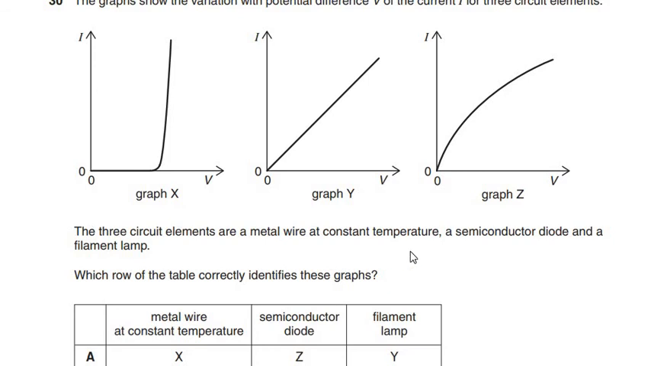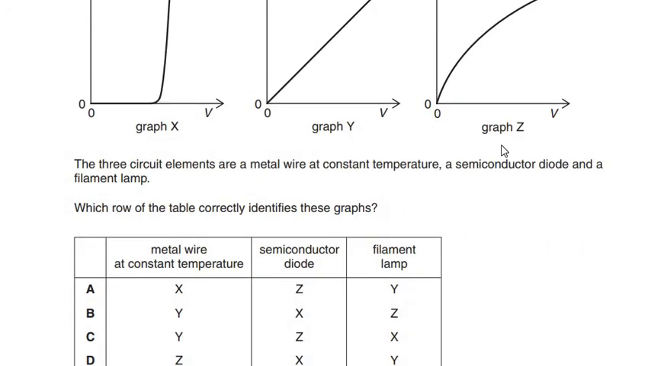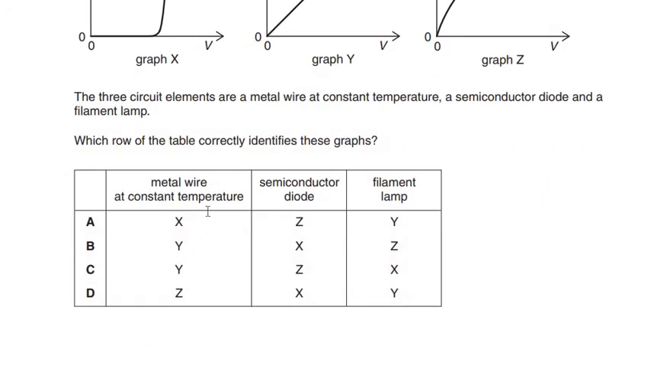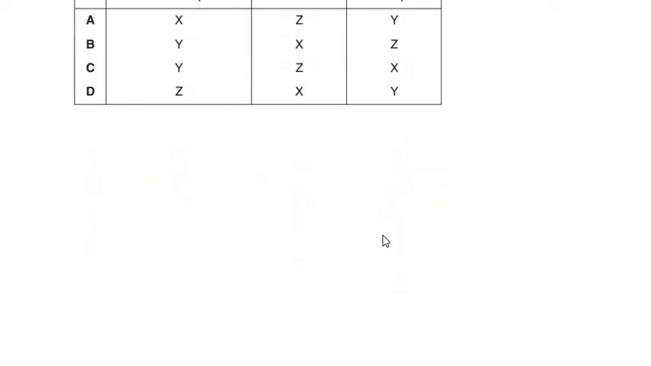3 circuit elements: metal wire at constant temperature, semiconducting diode, and filament lamp. So we already know that this is a diode, this is a constant temperature conductor, and this is a filament lamp. So for your answer to 30, you should have B. Metal wire is Y, semiconductor diode is X, and filament lamp is Z. Alright, moving forward.